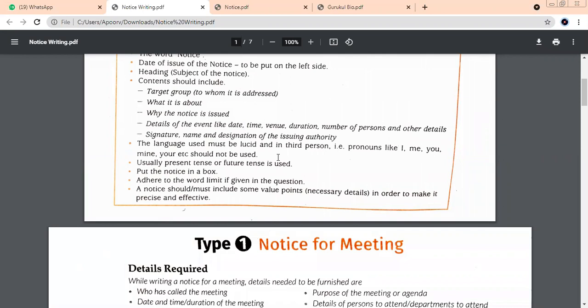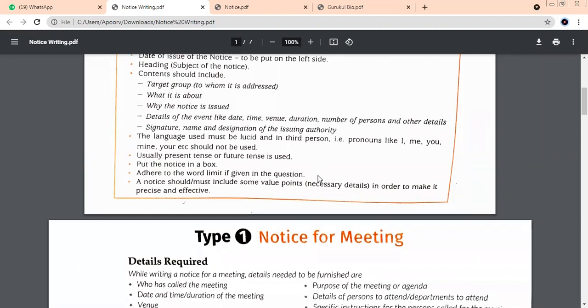Okay, the language used should be in what person? Third person. Never write I and you. First person, second person is not to be used. Usually present or future tense is used. Normally in both the cases, maximum cases we use this only. See this in a box. Adhere to the word limit.